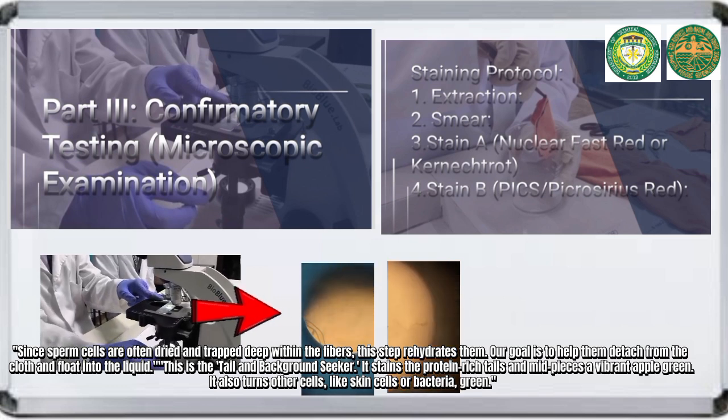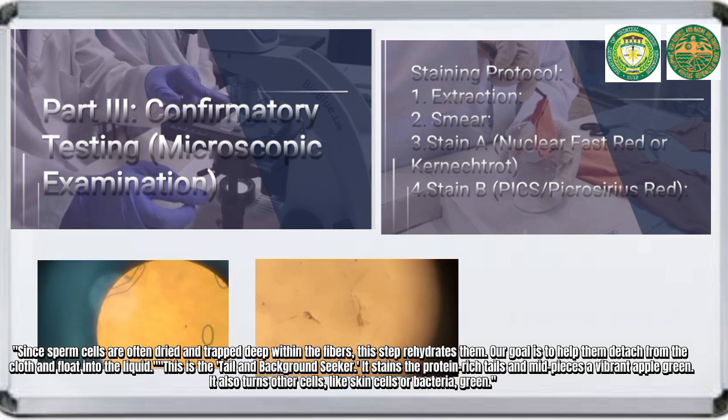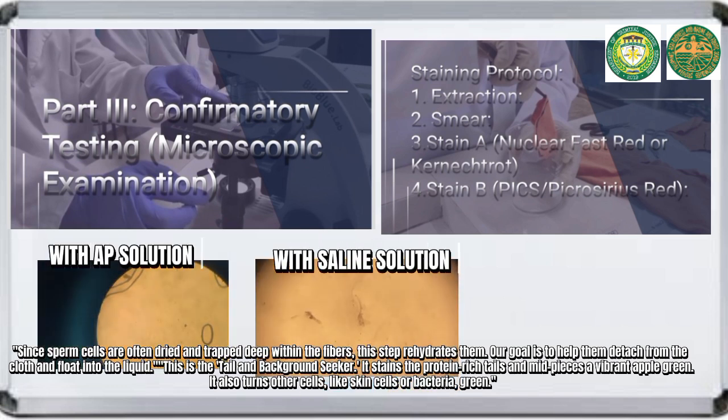This is the tail and background stainer. It stains the protein-rich tails and mid-pieces a vibrant apple green. It also turns other cells like skin cells or bacteria green.